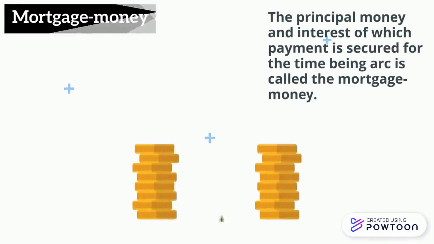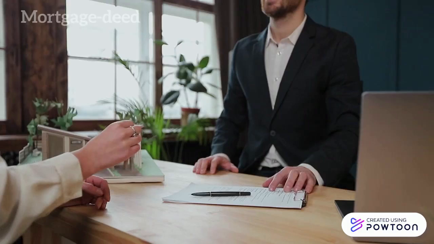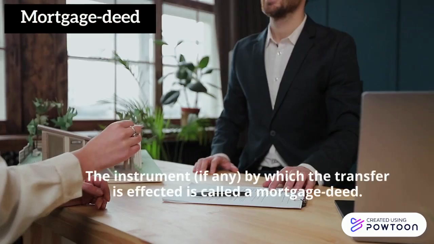The transferee is called a mortgagee. The principal money and the interest of which payment is secured for the time being are called the mortgage money. The instrument, if any, by which the transfer is effected is called a mortgage deed.